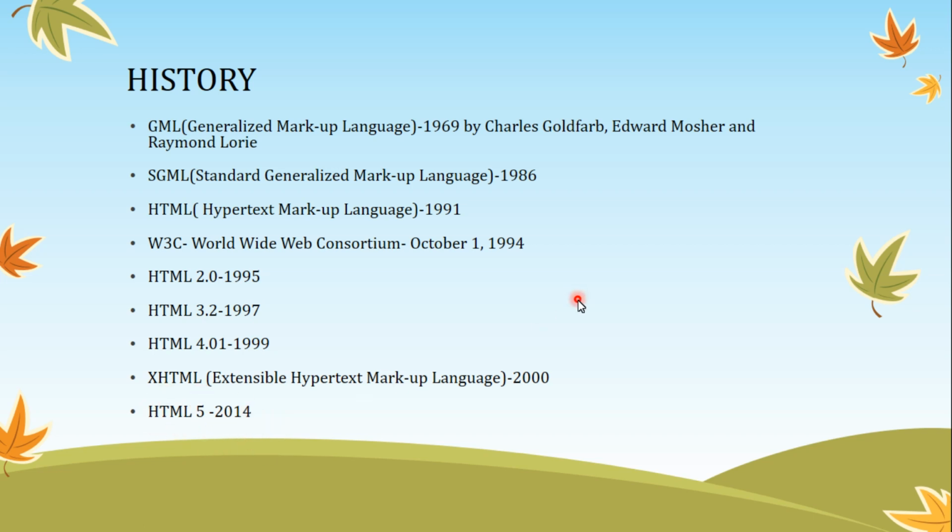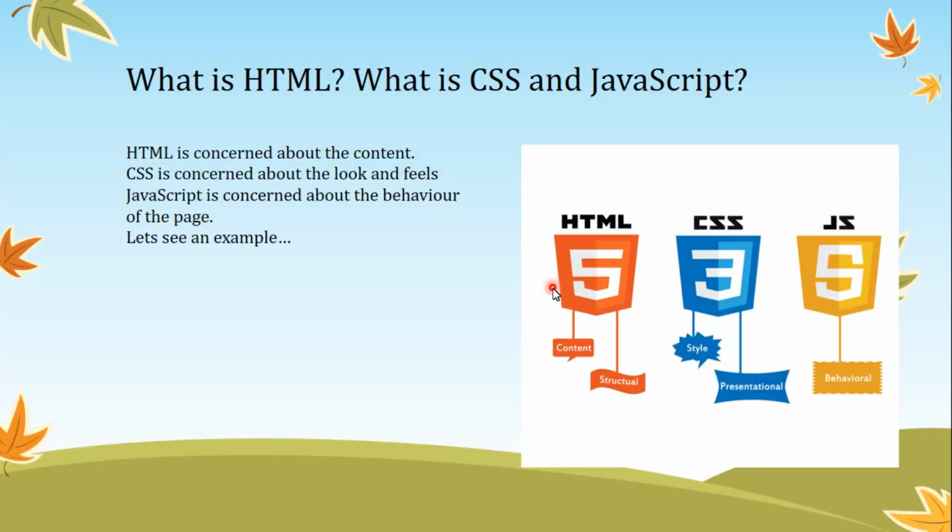So this is how the history went on, and finally we move to the next slide, which is what is HTML, what is CSS, and what is JavaScript. HTML, CSS, and JavaScript are three brothers. They always work together in today's world, whatever web pages we see. What is the front end of web designing? Front end is what the user can see.